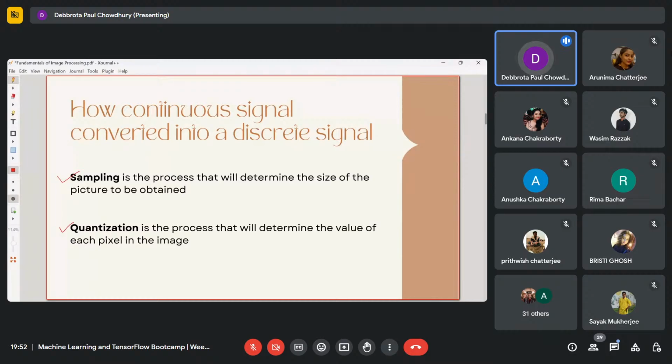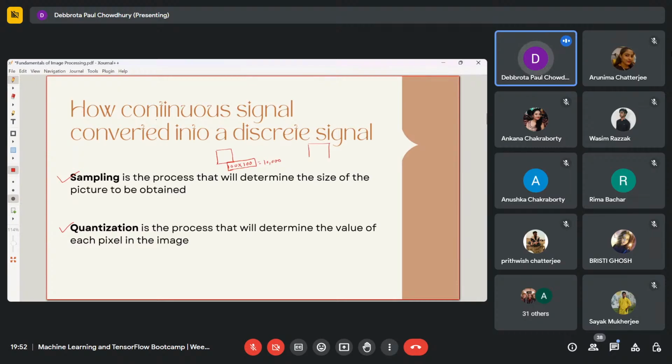And what is sampling? Sampling is basically the process that determines the size of the picture. The size of the picture is nothing but the number of pixels in your image, right? If the number of pixels is more, then, let's say the image size is 100 by 100, that is nothing but how many pixels you have? 10,000 pixels.